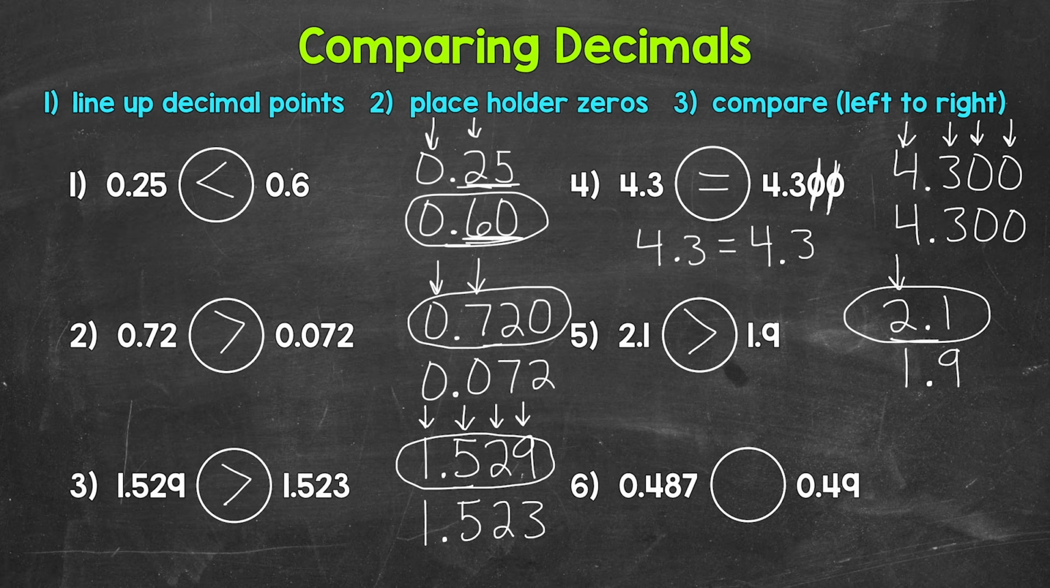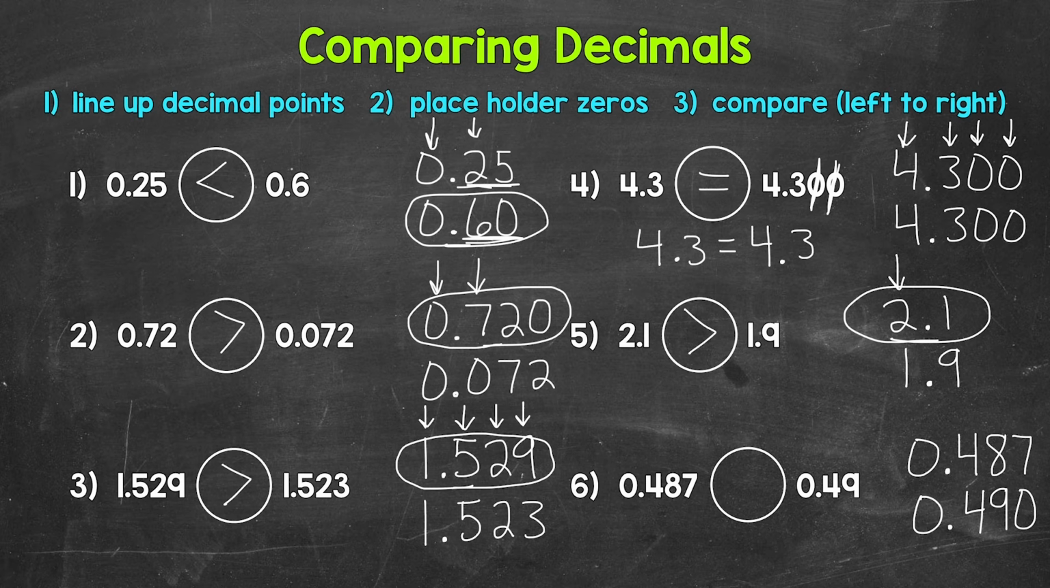Lastly, let's move on to number 6, where we are comparing 487 thousandths and 49 hundredths. Again, remember the length of a decimal, the number of digits a decimal has, does not determine which decimal is greater. So let's line these up and see what our comparison is going to look like. So we have 487 thousandths and 49 hundredths. Let's use a placeholder 0 here, so both decimals go to the thousandths place.